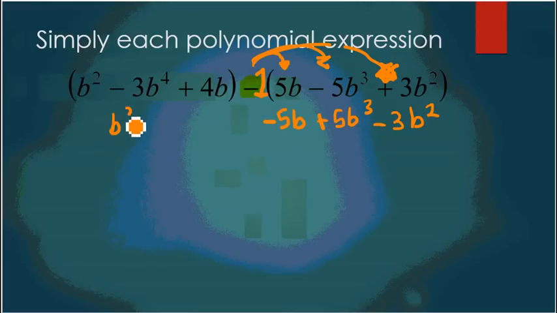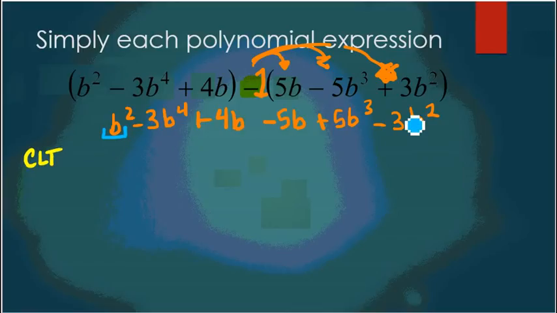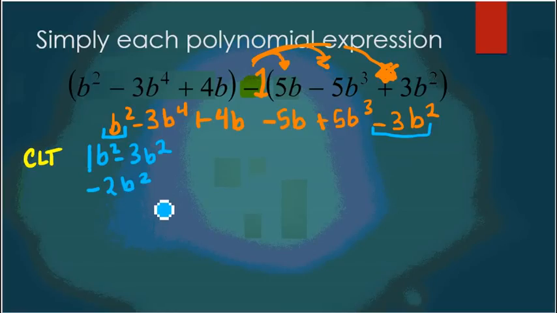Now we bring down b squared minus 3b to the 4th plus 4b, minus all of that. So now we're going to combine like terms. If we look at our terms, we see a b squared here. Where do I see another b squared? Oh, right here, minus 3b squared. That's b squared minus 3b squared. And that's 1 minus 3, which is minus 2b squared.